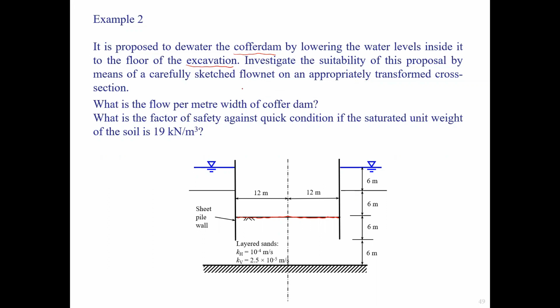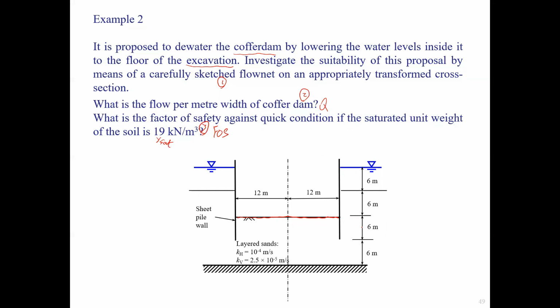So that's the first question. And then, what's the flow per meter width of the cofferdam? That will be the second question. So we are required to calculate the seepage. And then, what's the factor of safety against the quick condition if the saturated unit weight of the soil, gamma_sat, is 19? So the third sub-question, we are required to calculate FOS.